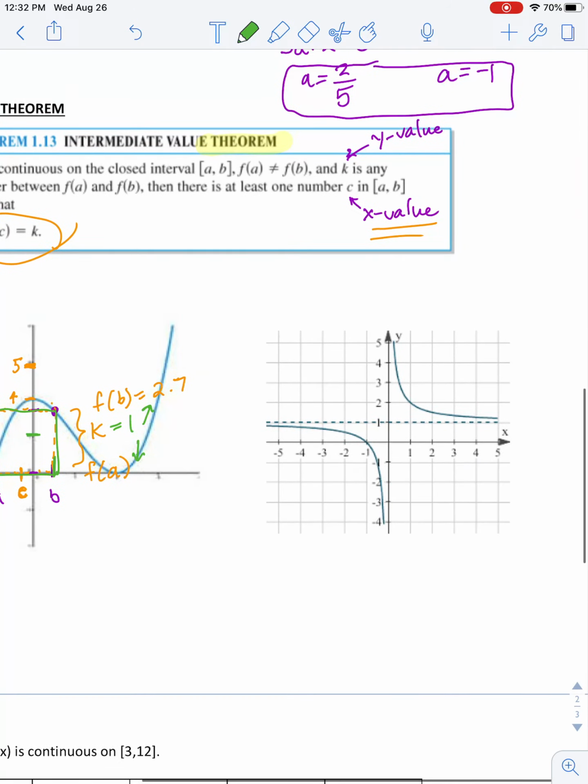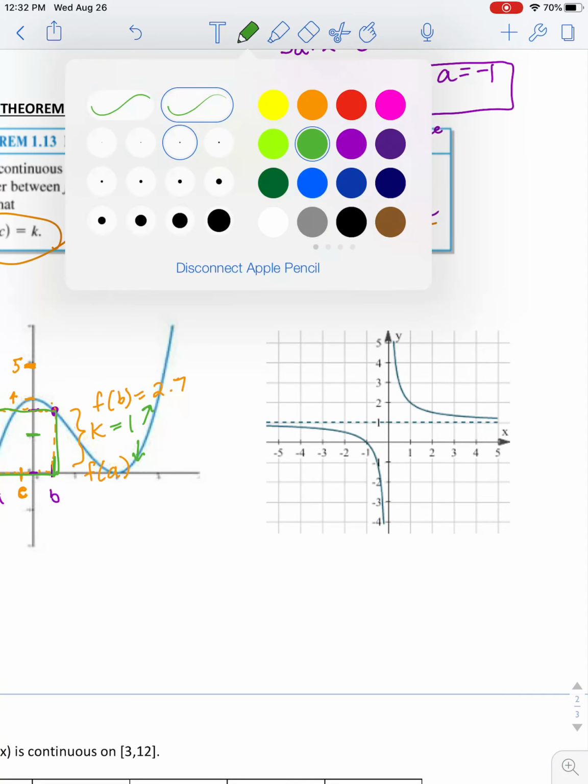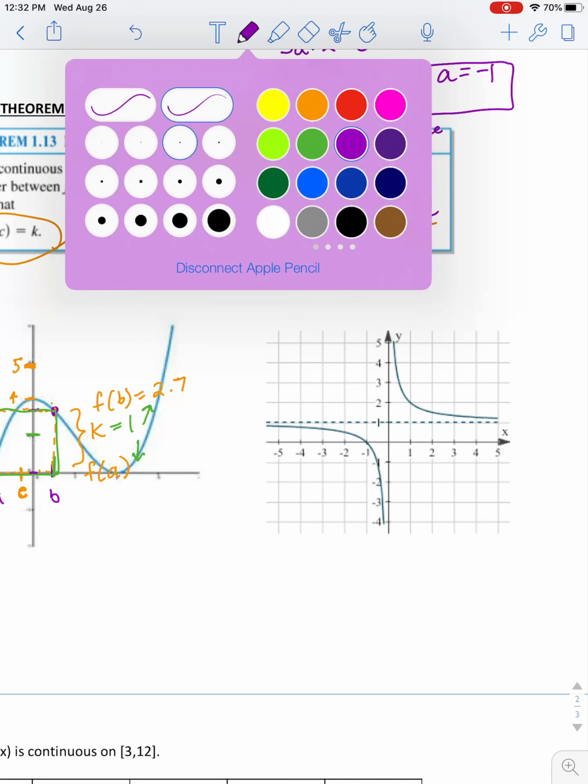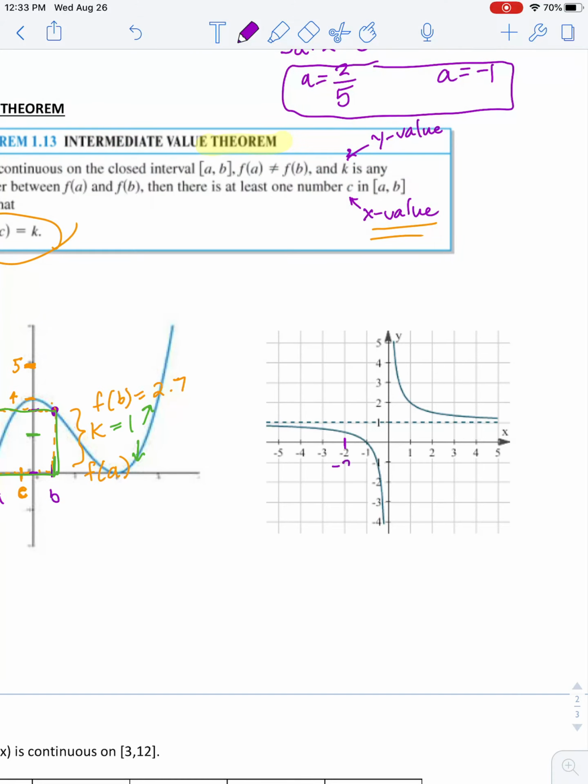So let's look over here. In particular, let's look at this function and ask, does this function pass through, let's give you the interval here of -2, and let's make our other endpoint +2, and let's ask, does this function pass through, let's say, 4?